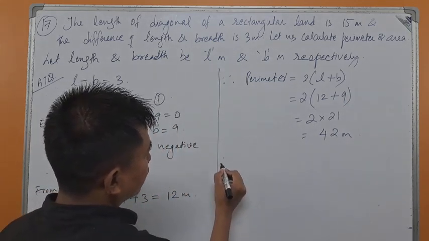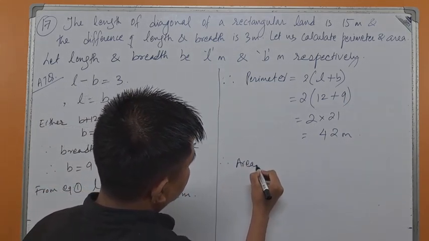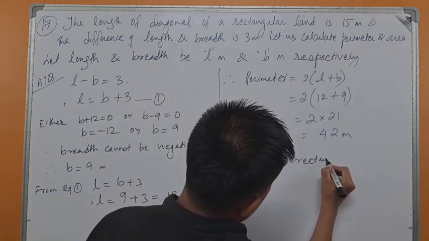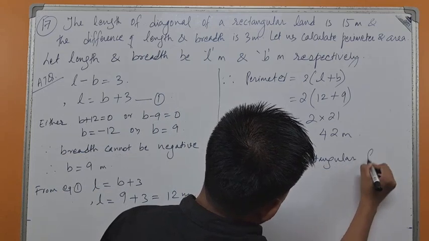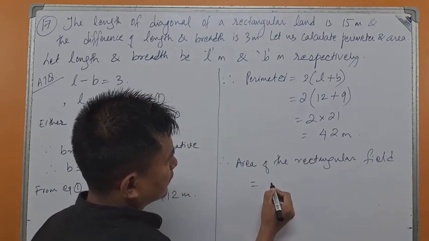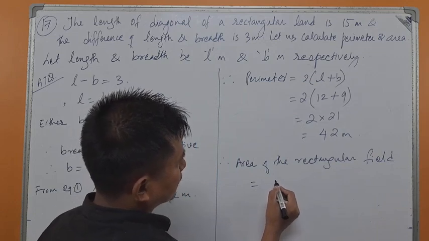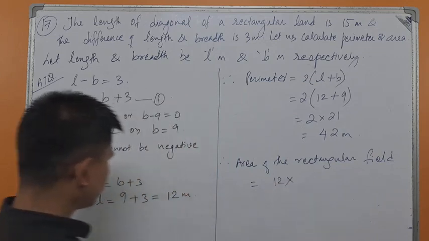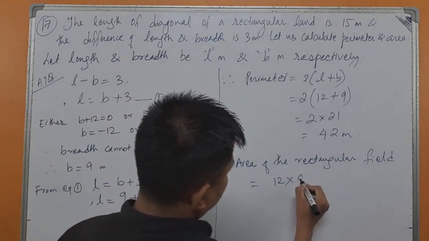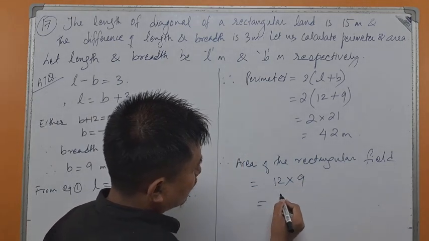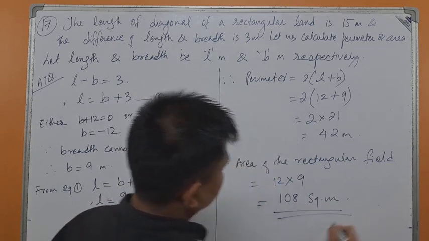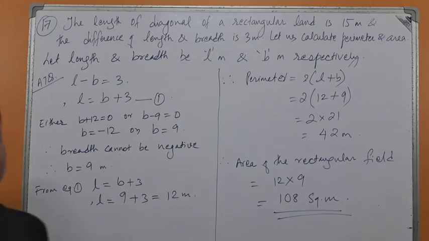Area, therefore area of the rectangular field equal to length into breadth, isn't it? So what is length? Length is 12 into breadth is 9. Okay, 12 into 9. So 12 9s are 108 square meters. This is the solution for question number 17.